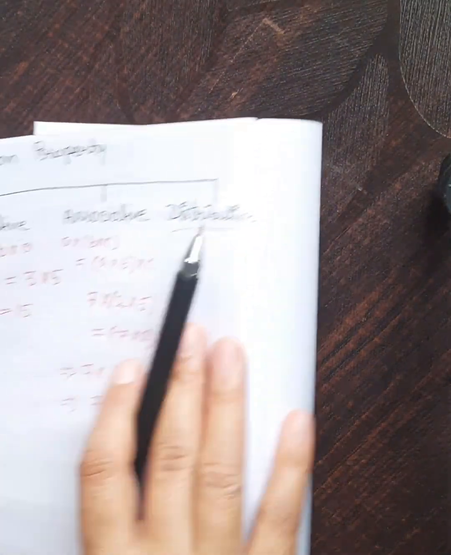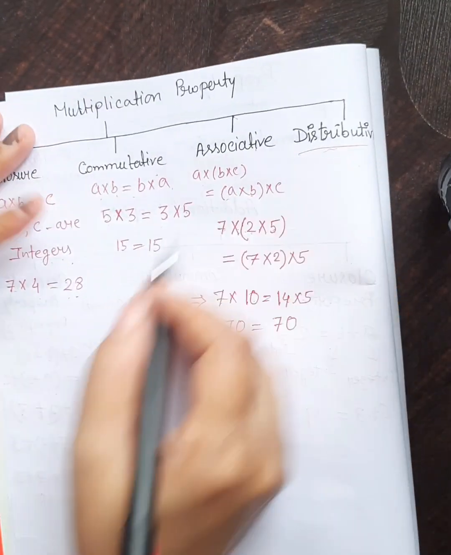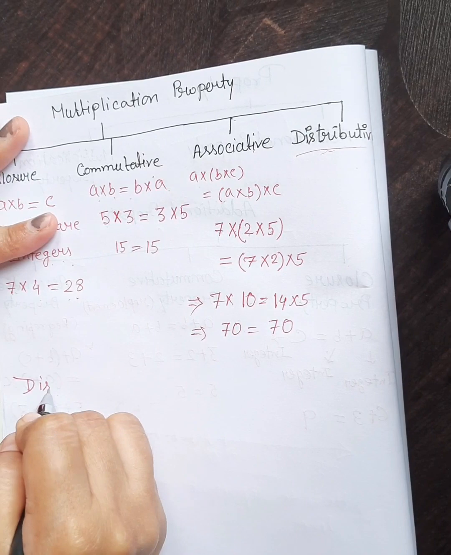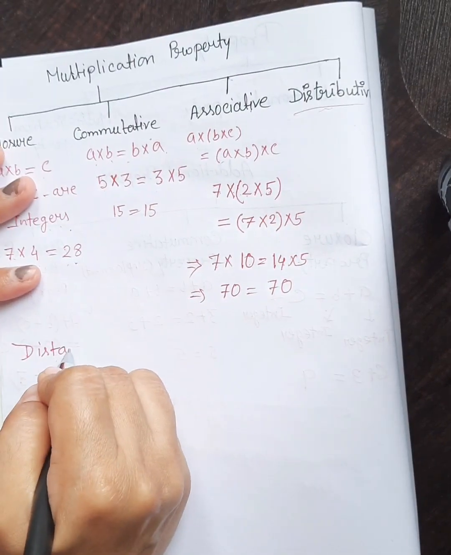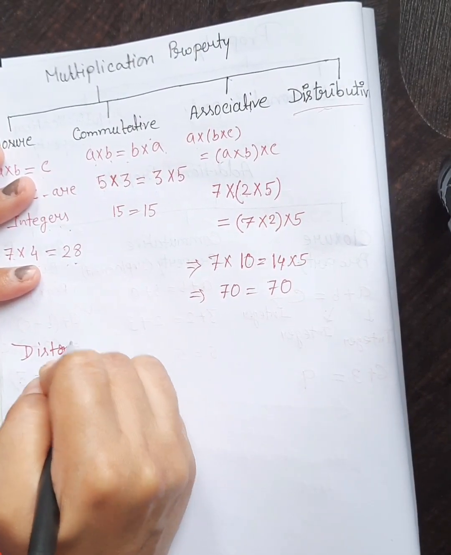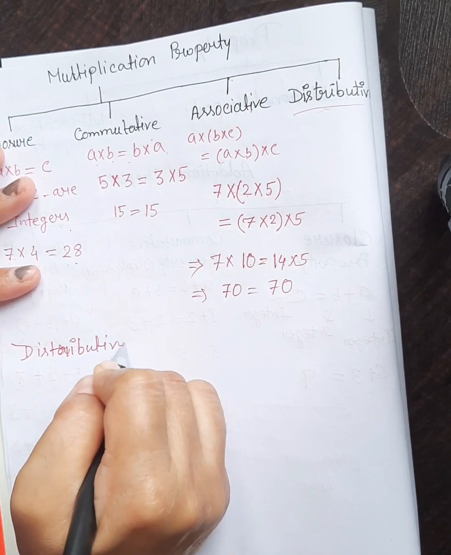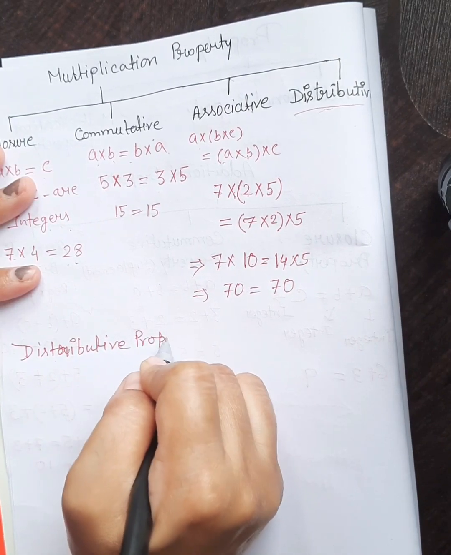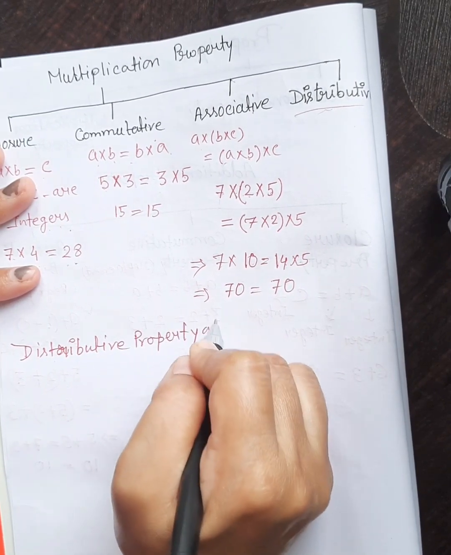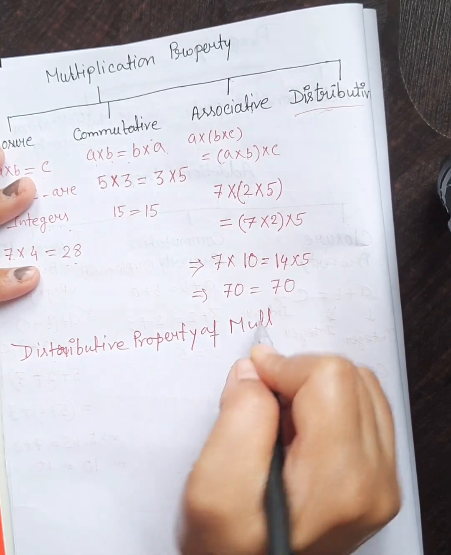Now distributive property. Distributive property we can discuss here. Distributive property of multiplication.